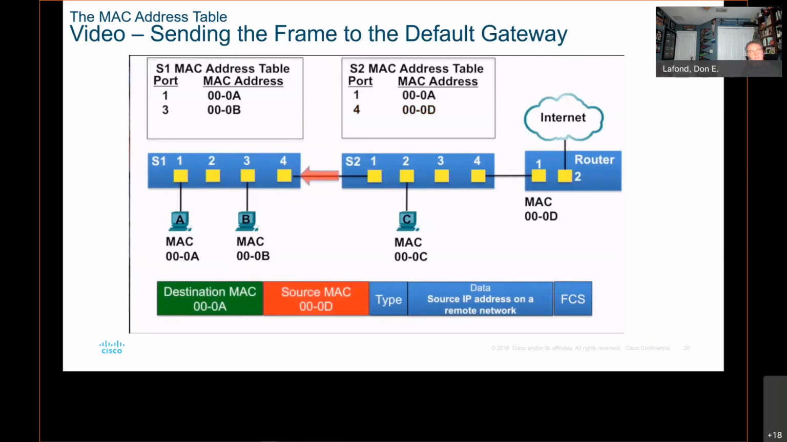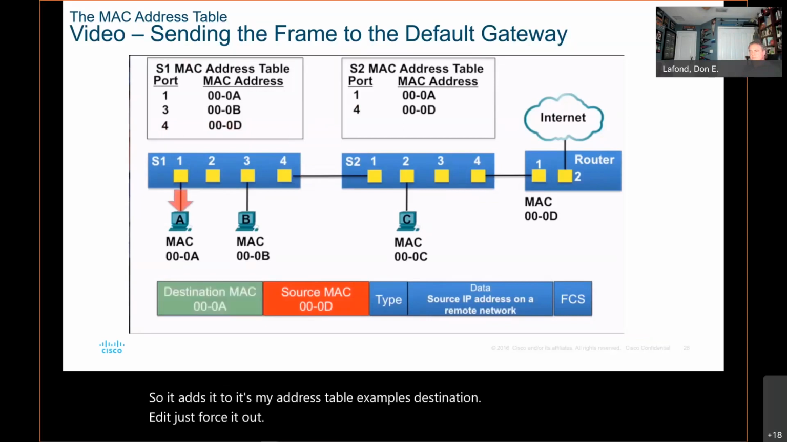S1 receives the Ethernet frame, examines the source MAC address, which is not in its MAC address table, so it adds it to its MAC address table. It examines the destination MAC address, which is in its MAC address table, so it just forwards it out port 1 towards PCA. PCA examines the destination MAC address, and because it is a match, it accepts the rest of the frame.